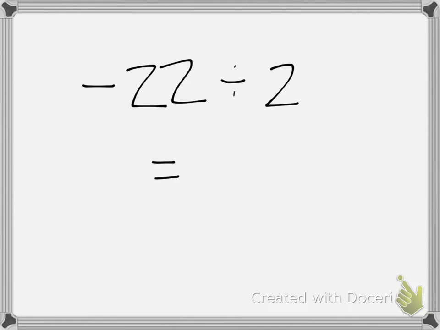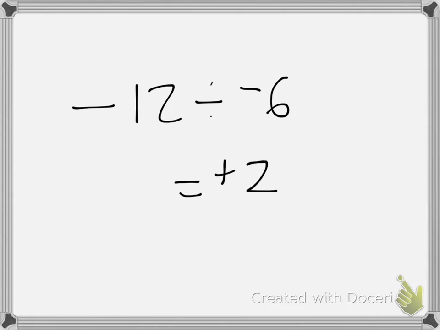Okay, so I want you to try this problem. Negative 22 divided by positive 2. So just think in your head, okay, what is this? So I'm dividing a negative with a positive. Okay, two different signs. So first of all, is your answer going to be positive or negative? You should have said your answer is going to be negative. You're dividing two different signs, so your answer is negative. The answer is negative 11.